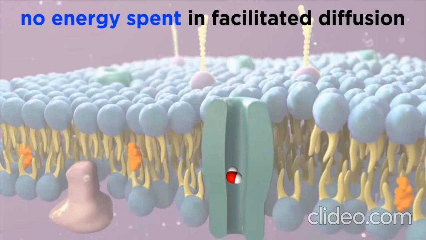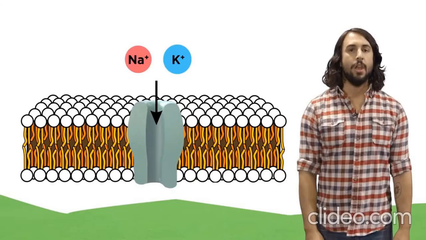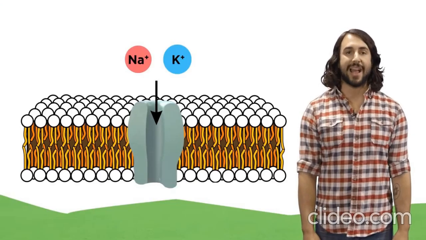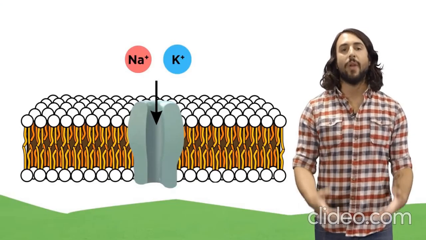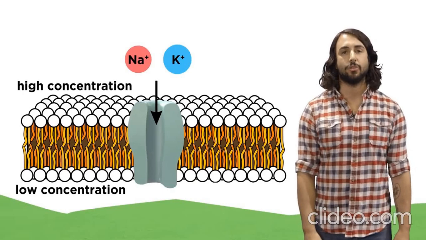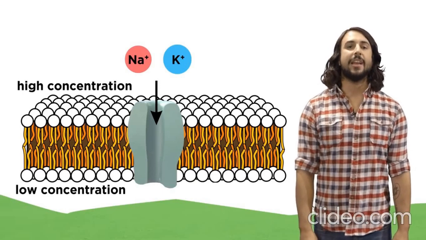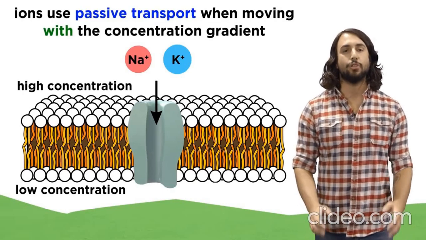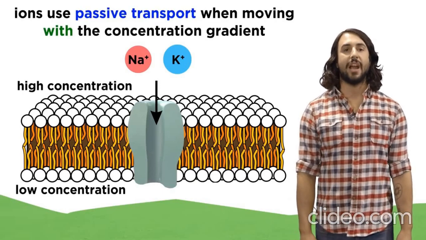This kind of transport doesn't require energy expenditure when the particles are moving with the concentration gradient, because it is an entropically favorable process, and we can refer to this process as facilitated diffusion. So something like a sodium or potassium ion, when moving with the gradient from high concentration to low concentration, can pass through by passive transport, which is a kind of diffusion.